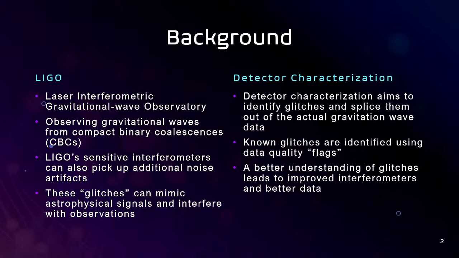So this leads to detector characterization, which aims to identify those glitches and then splice or remove them out of the actual gravitational wave data so it's easier to analyze and it doesn't have all that extra noise. Known glitches are identified, and data quality flags are used to identify them so that researchers can understand them better. And then this better understanding of glitches leads to an improvement in equipment and interferometers so they can get better data, as well as being able to analyze the data more effectively because it's more simple and doesn't have those noise artifacts.